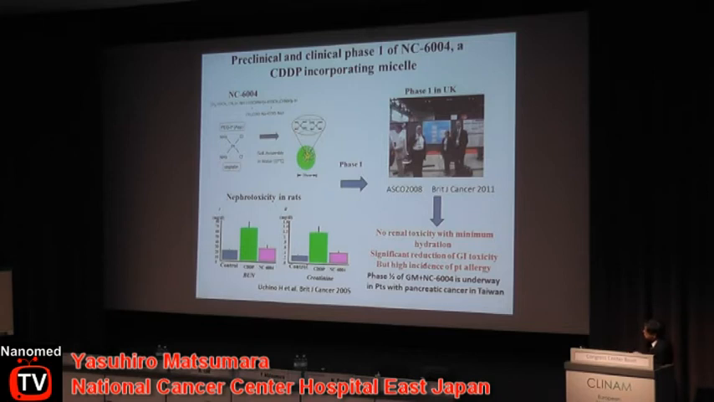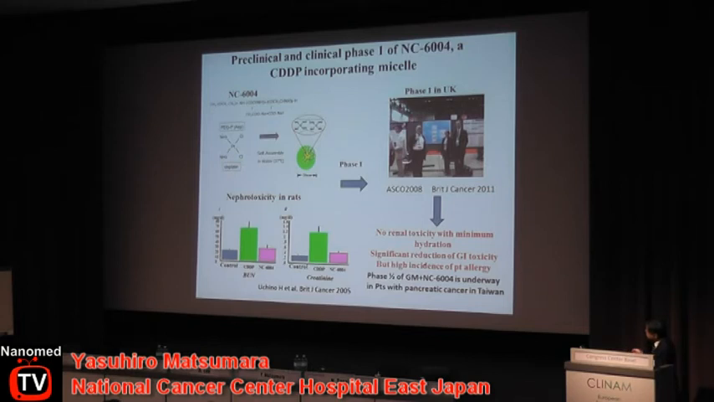This shows the nephrotoxicity of cisplatin and NC604 in rats. As you see in the green column, 10 milligram per kilogram administration of cisplatin showed higher concentration of BUN and creatinine as compared to control and NC604.